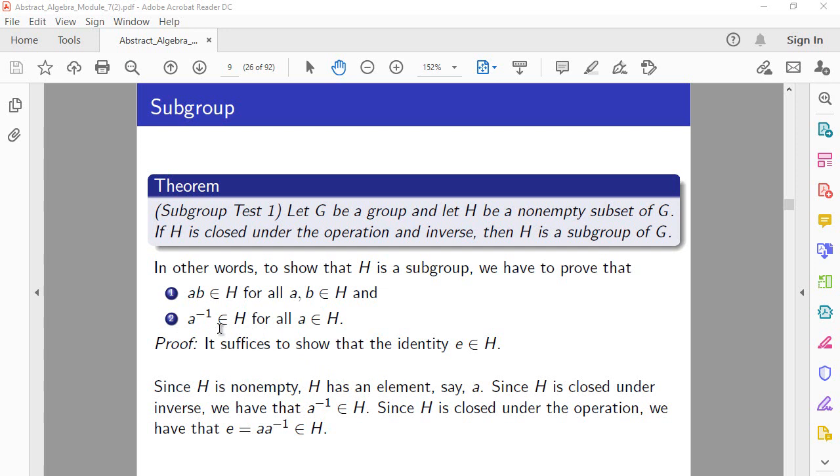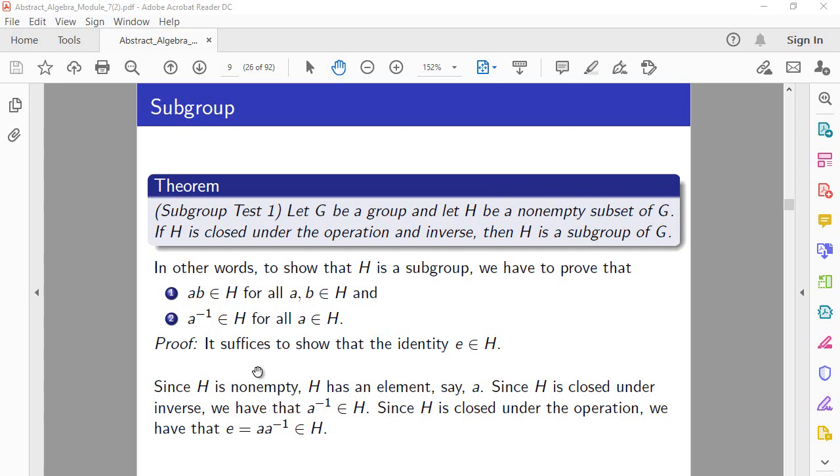So what remains to show that H is a subgroup? Well, does the associative property hold in H? We know that it holds in H automatically because H is a subset of the group G. And so the only thing that I really need to show is that the identity belongs to H. And so let's try to prove that.